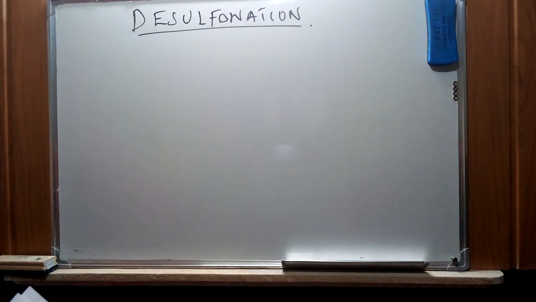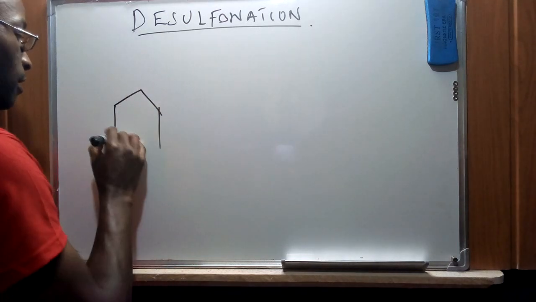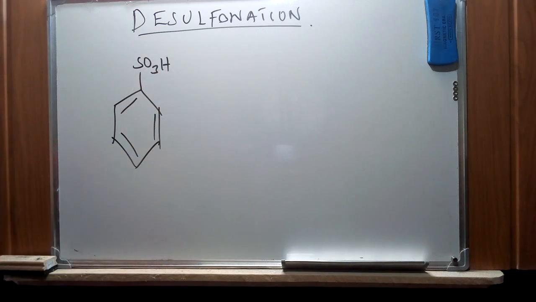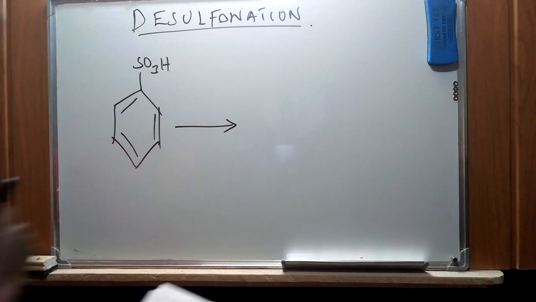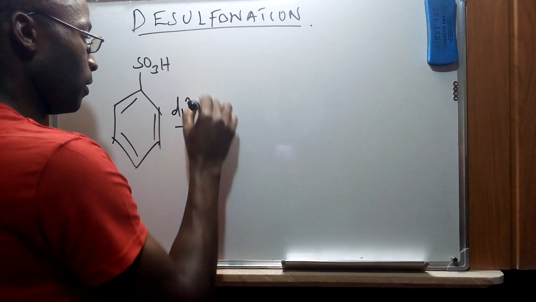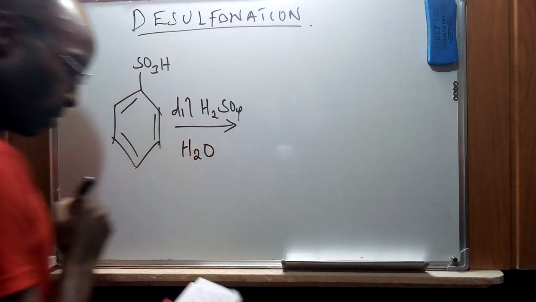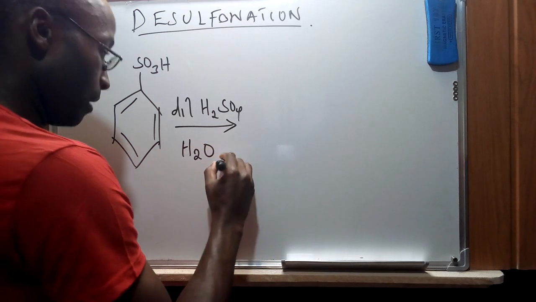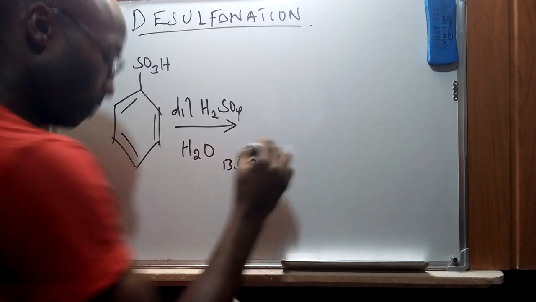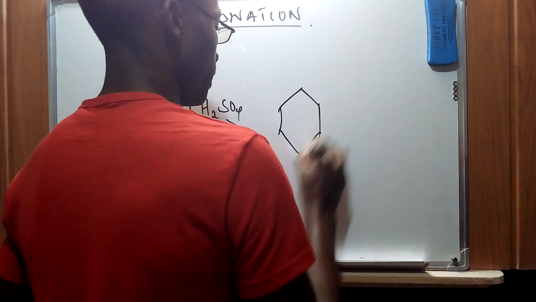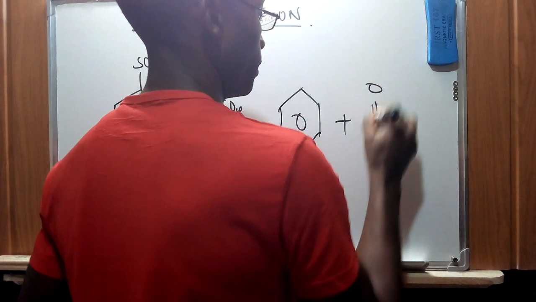So for the general reaction, we have this benzene sulfonic acid reacting with the steam. I'll indicate this one, this is water, at 135 to 200 degrees centigrade. This indicates a range of temperature that is needed for this reaction for the products to be achieved, and we shall have benzene as the product plus sulfur trioxide.